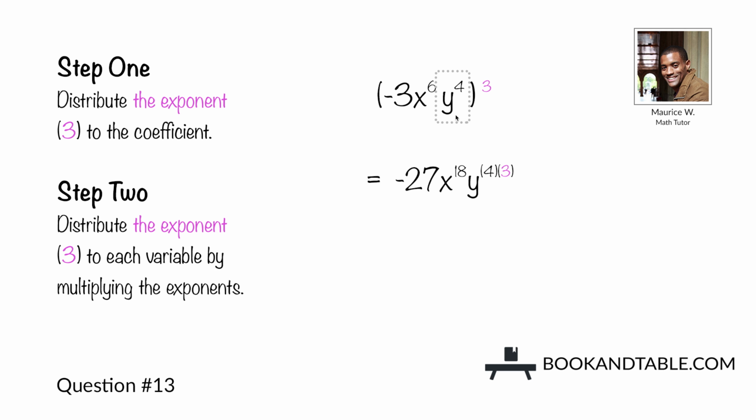For our y term, we have an exponent of 4. Multiply that by our exponent 3, and that gives us y to a power of 4 times 3, which is 12. So the final answer to question number 13 is -27, x to the 18th, y to a power of 12.